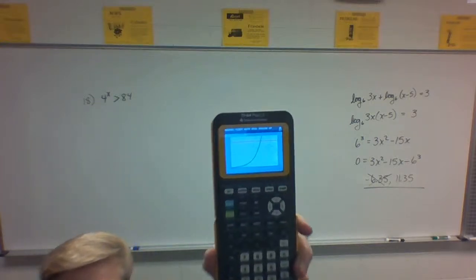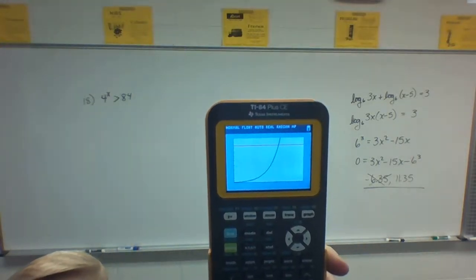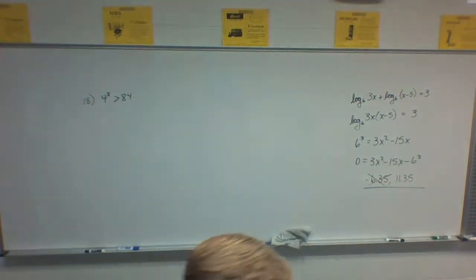This is what I get with that kind of a window. If you think about it, you can very clearly see the intersect. You've got to have your y's big enough to see that y equals 84, so that's why I went up to 100. You've also got to have your x's be small enough that you can see this thing growing.